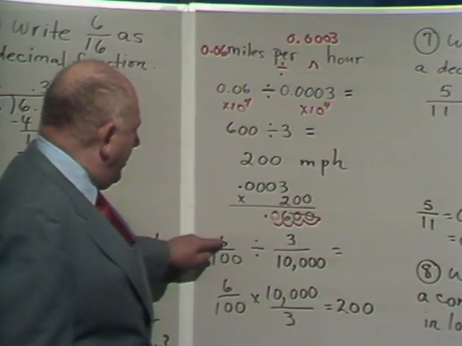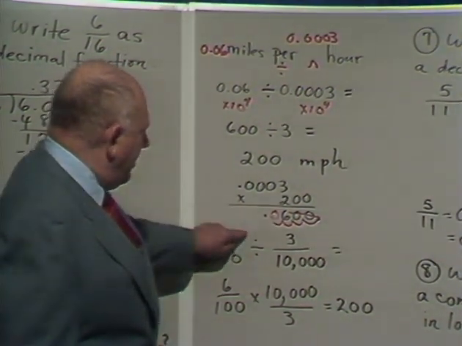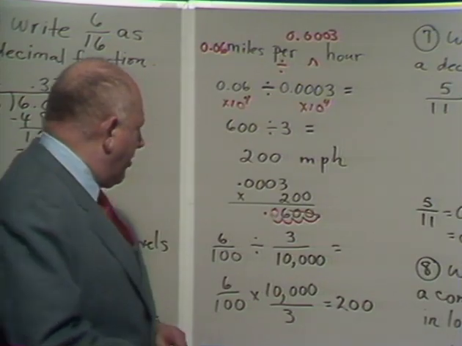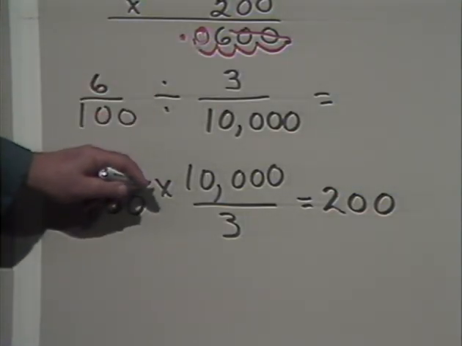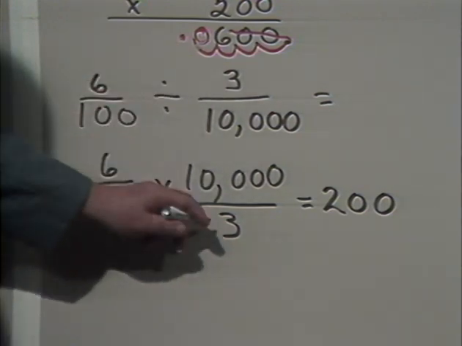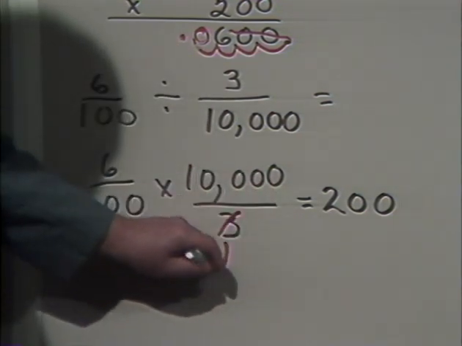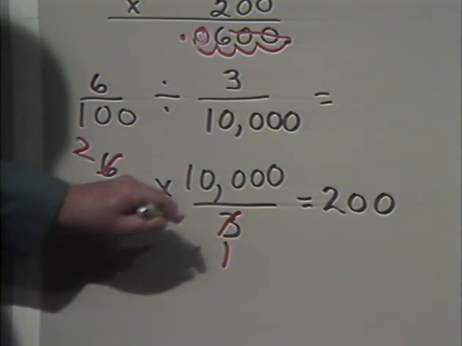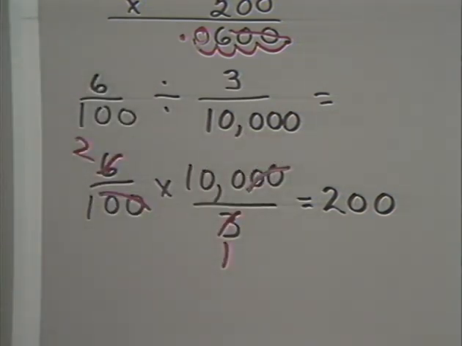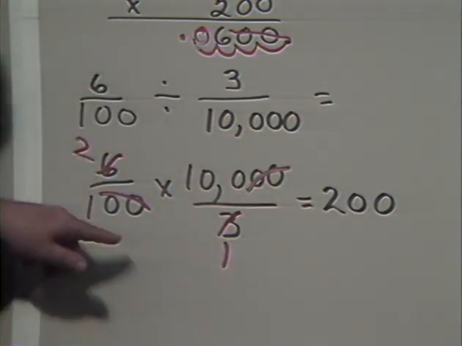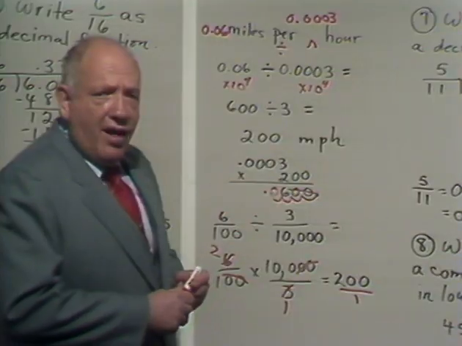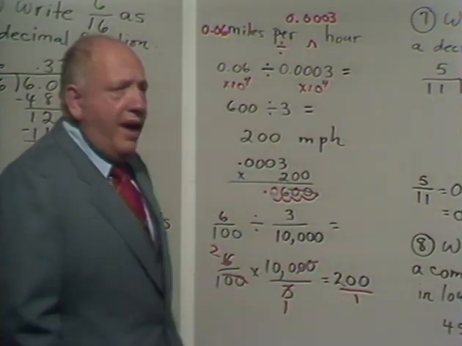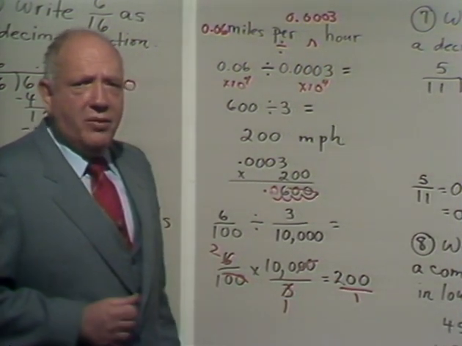So when we come back down here, we have what? 6 over 100 divided by 3 over 10,000. How do we handle this? Leave the first number alone, change the division to a times, invert the second number, and multiply. So the 3 goes into the 6 twice, 2 zeros here cancel with 2 zeros here. 2 times 100 is 200, 1 times 1 is 1, and any number over 1 is itself. 200 divided by 1 is 200, and we have the same 200 miles per hour that way.